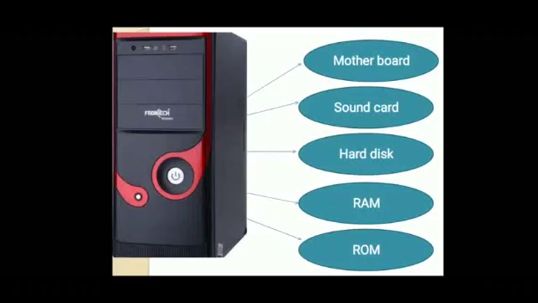Inside the computer there is the motherboard, sound card, and so on. Everything is connected to the motherboard. Who controls the computer? The computer is controlled only through the motherboard. The sound card is used for sound effects. The hard disk is for storing data. RAM is random access memory, a temporary memory, and ROM is read only memory, a permanent memory. We are going to see details about all of this.